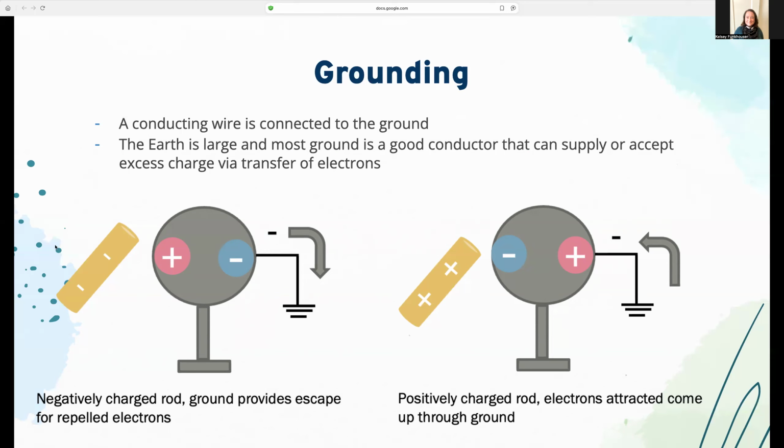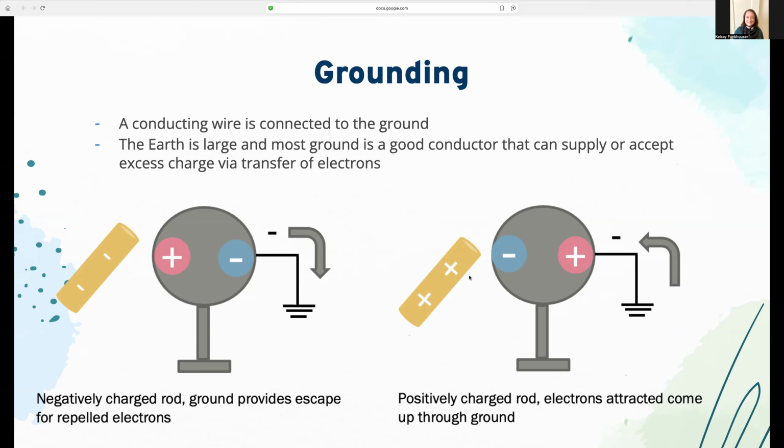So for example, if we have one of those metal spheres, but it's connected to the ground, we bring a negatively charged rod near it, and those negative electrons can head on out. They want to get as far away as possible from that negative rod, and now they have an escape route, so they take it. So that could end us up with a positively charged sphere.